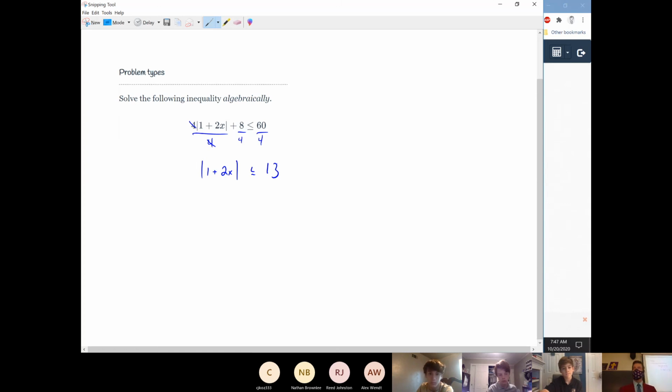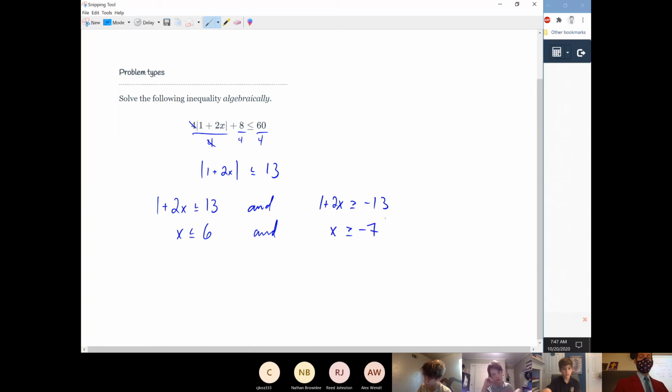Now it's less than or equal to, so we would use an and statement. So 1 plus 2x is less than or equal to 13, and 1 plus 2x is greater than or equal to negative 13. I'm going to use my little technique there where we rewrite it twice. We change the sign on the other side, and we flip the direction of the inequality. And then we just solve it out. Subtract 1, divide by 2, so we get x less than or equal to 6. And subtract 1, divide by 2, x is greater than or equal to negative 7.